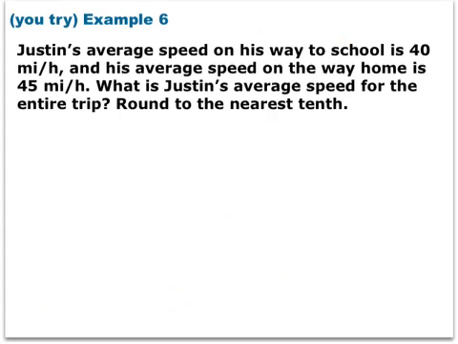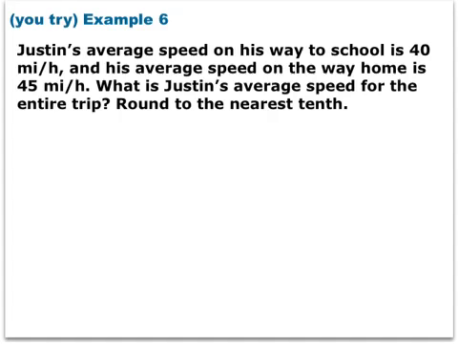Okay, this is a you try, but I'm going to go ahead and work it out too. I'm just asking if you don't understand it to rewind it and try again, okay? These problems aren't easy, but I really want you to understand them. Justin's average speed on his way to school is 40 miles per hour, and his average speed on the way home is 45 miles per hour. What is Justin's average speed for the entire trip, round to the nearest tenth? I think it's funny that Justin took his time to get to school, but he was really in a hurry to get home. But whatever.